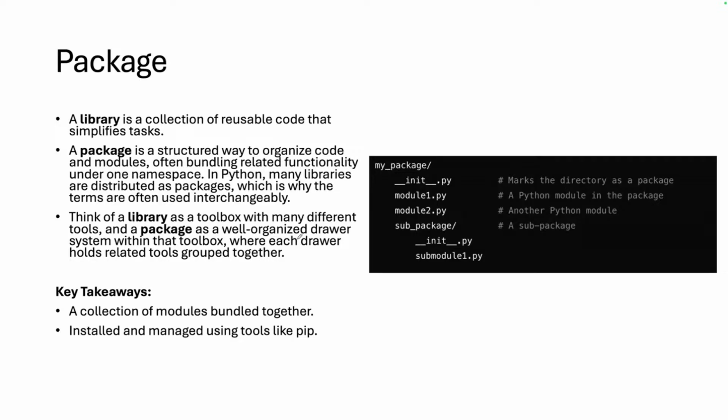So oftentimes when you look at things like sklearn, you'll see pre-processing is one area. So when we import things, if it says from sklearn, some particular area, import this, it's just a bunch of file directories and folders underneath of that. So you can think of a library as a toolbox with many different tools, and a package as a well-organized drawer system within that toolbox.